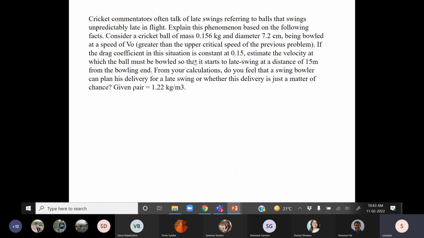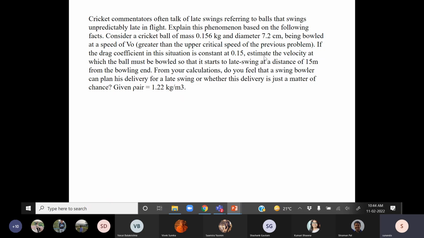So if it is more than 105 kilometer per hour, then of course it's going to be turbulent on both sides and it will come straight towards you, right? Because it is turbulent on both sides. The drag coefficient in this situation, as the ball moves in air, is about 0.15. Estimate the velocity at which the ball must be bowled so that it starts to late swing at a distance of 15 meters from the bowling end. So almost half the pitch has been covered, and then it starts to move in a specific direction.